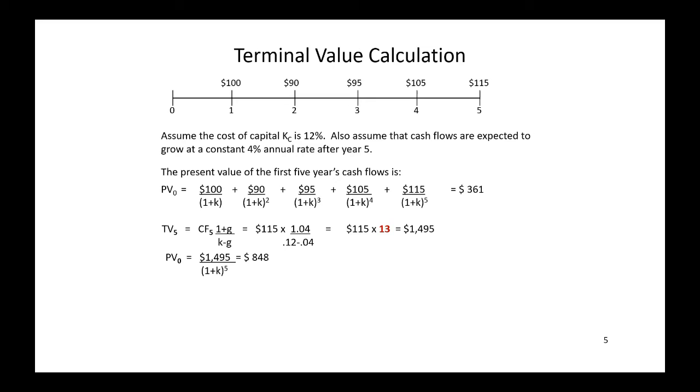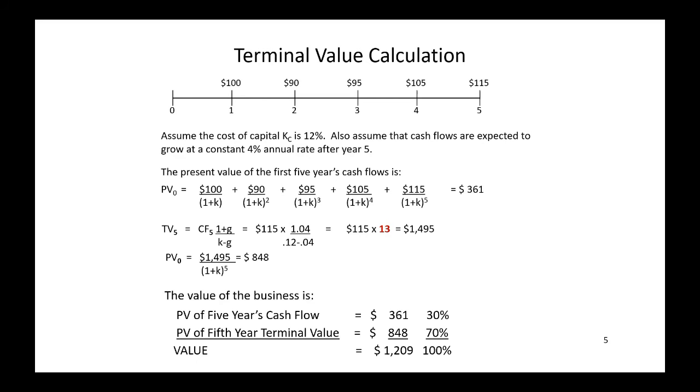Now, the present value of that today at time 0 is $848. That's what the terminal value is worth in today's dollars. So, the total present value of the business is equal to the sum of $361, that's the present value of the first 5 years cash flow, plus $848, the present value of the 5th year terminal value.